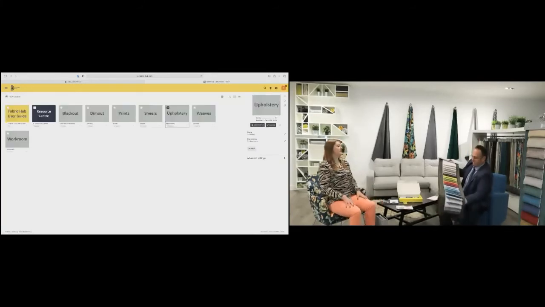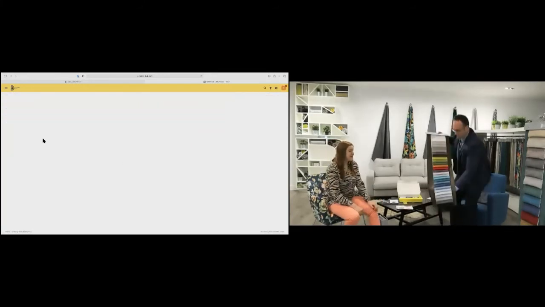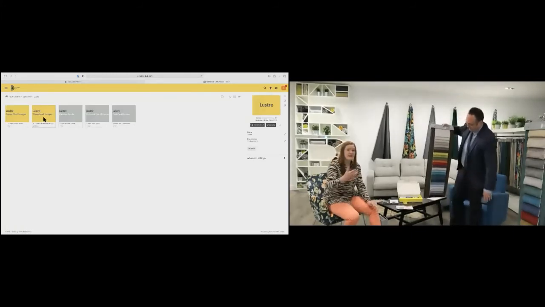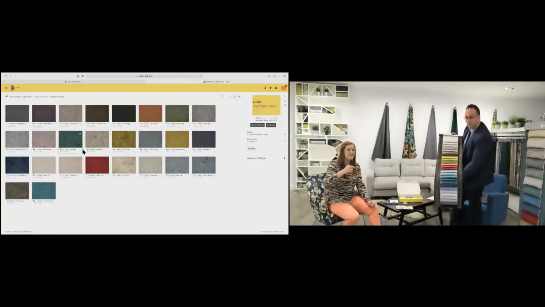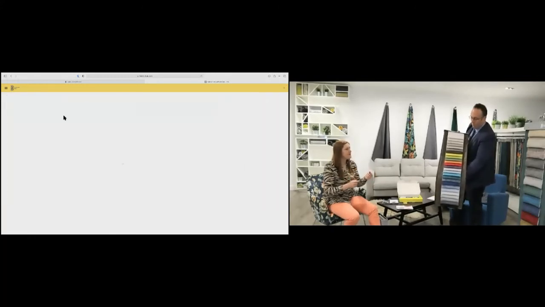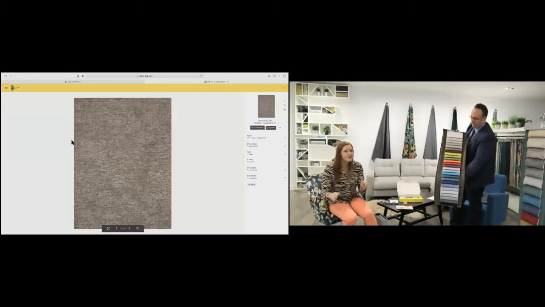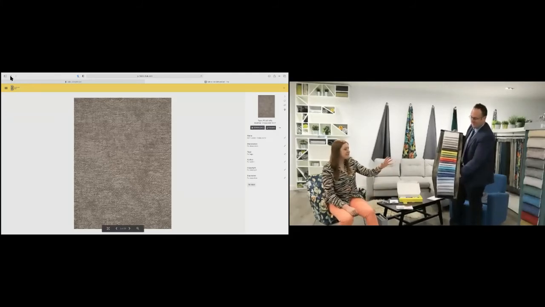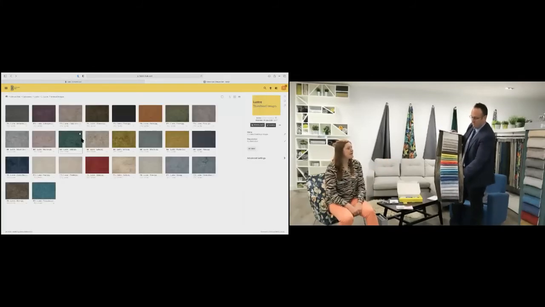Absolutely. So Lustre is a beautiful crushed velvet. I think it really speaks to that fashion at the moment for combining matte and shine. I think it's been a long time since shiny has been in fashion, but this seems to be really in at the moment. Yep, a combination of matte and shine.